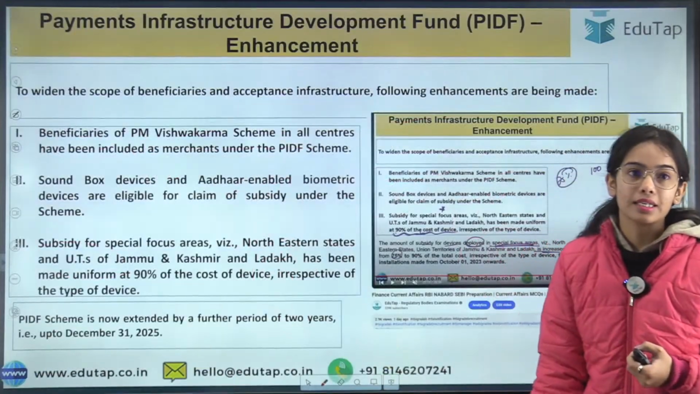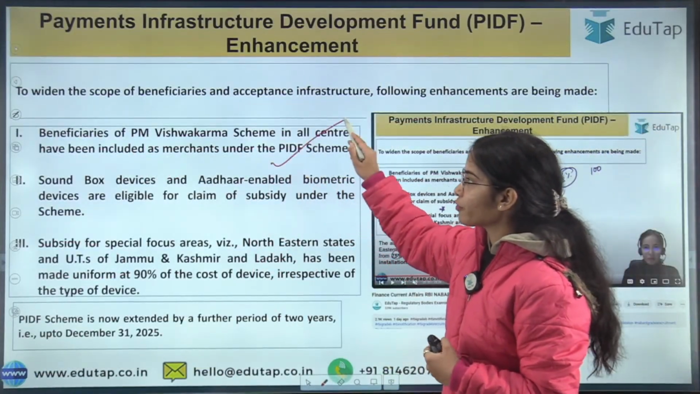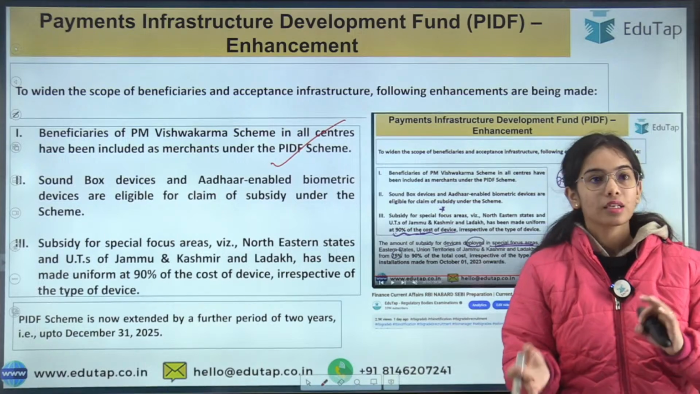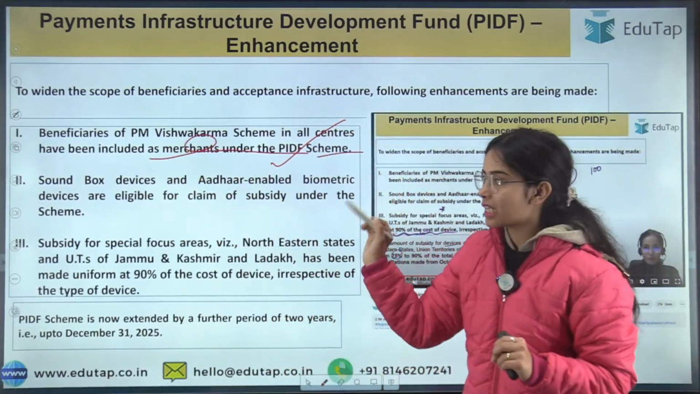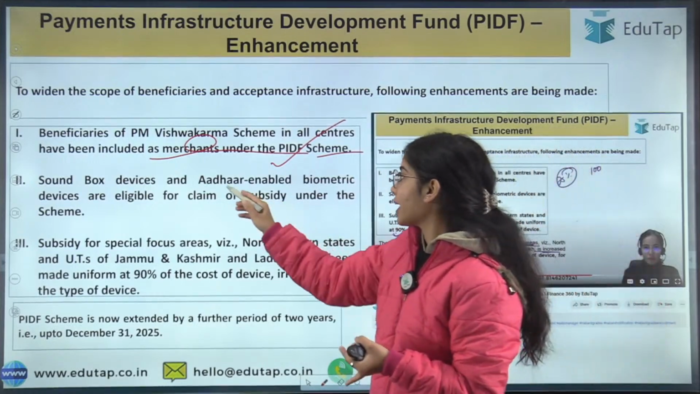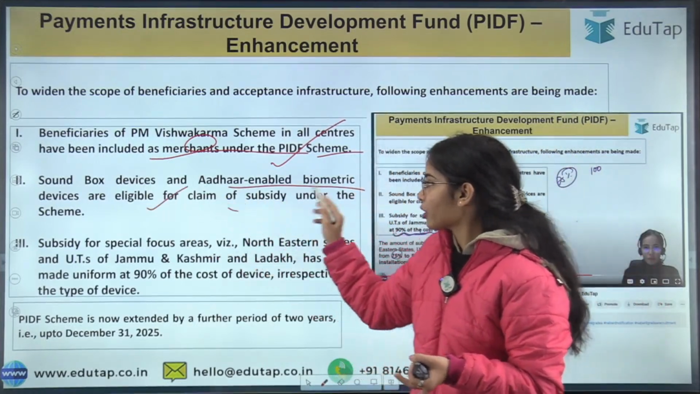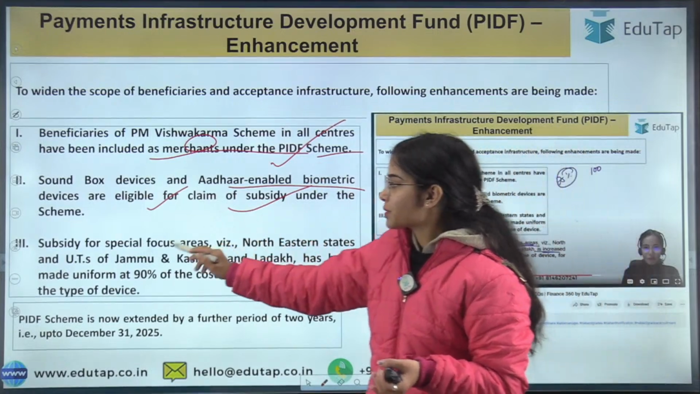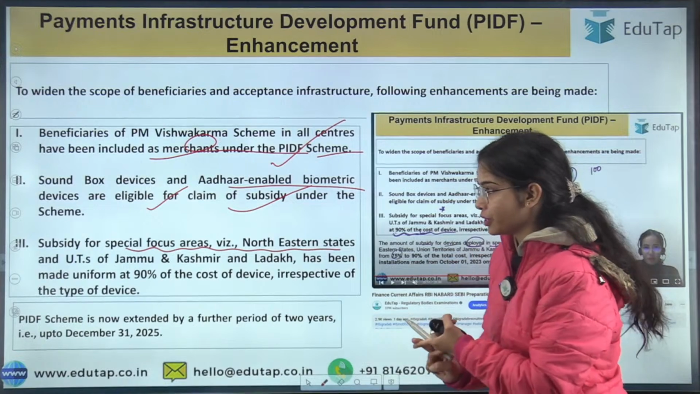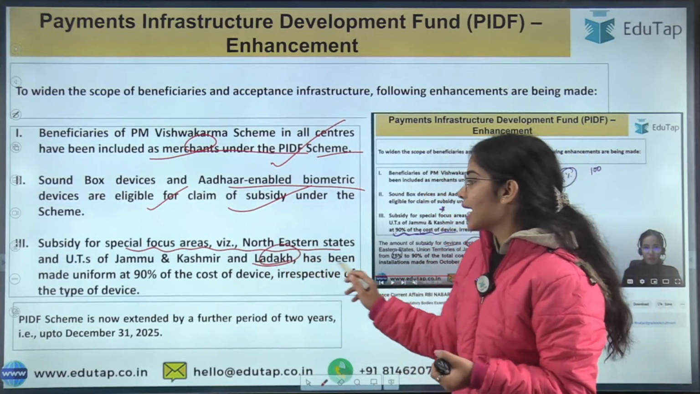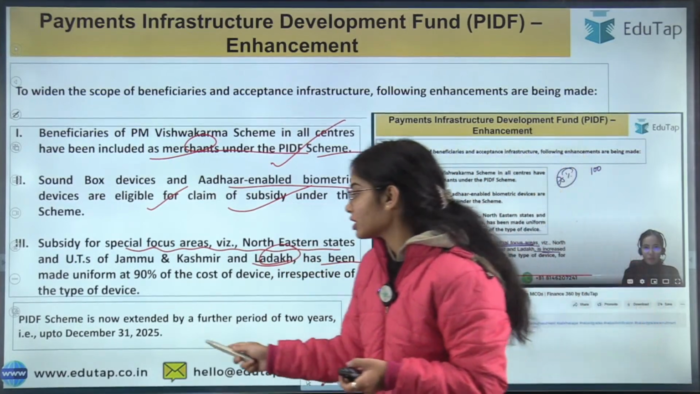And that's why D is the answer here. So beneficiaries of the PM Vishwakarma scheme in all the centers have been included as merchants under the PIDF scheme. Soundbox devices and Aadhaar enabled devices are eligible for claim of subsidy under the scheme. Subsidy for special focus areas, that is the northeastern states and the Union Territories of Jammu and Kashmir and Ladakh, has been made uniform at 90%.